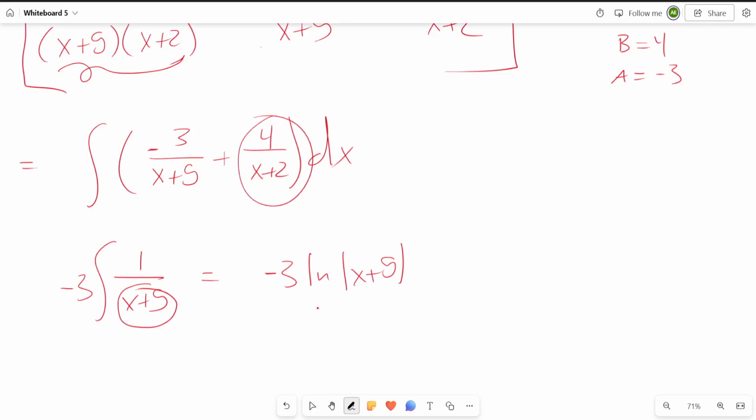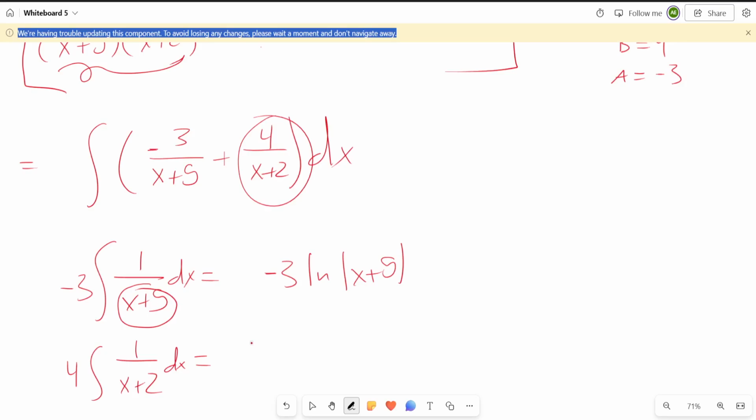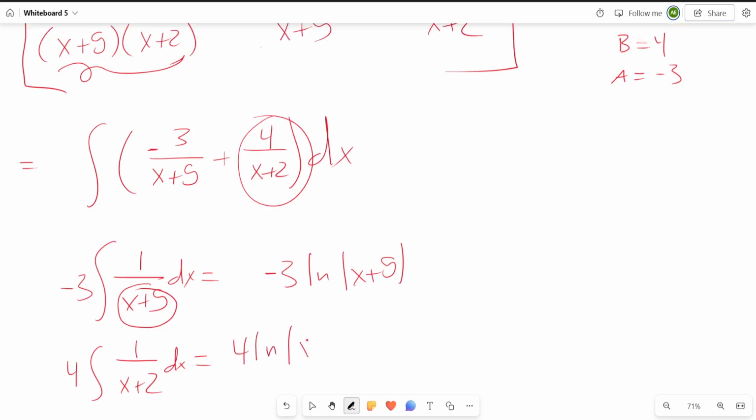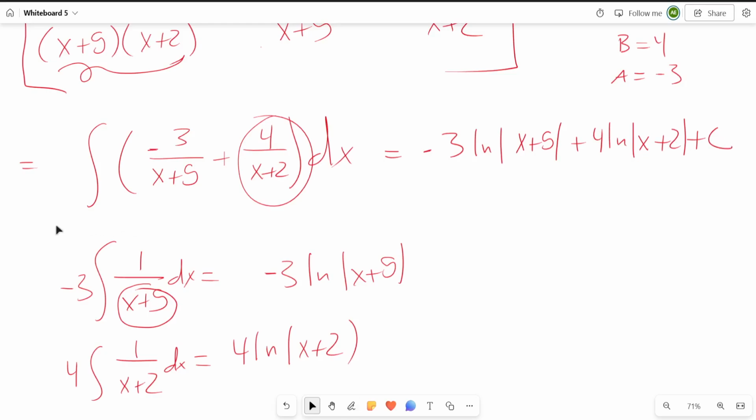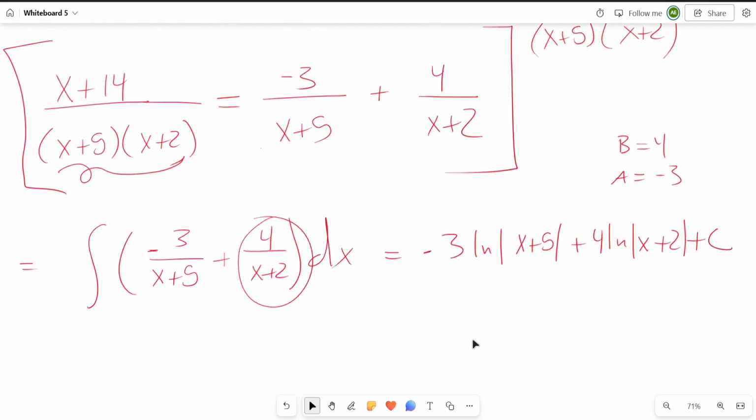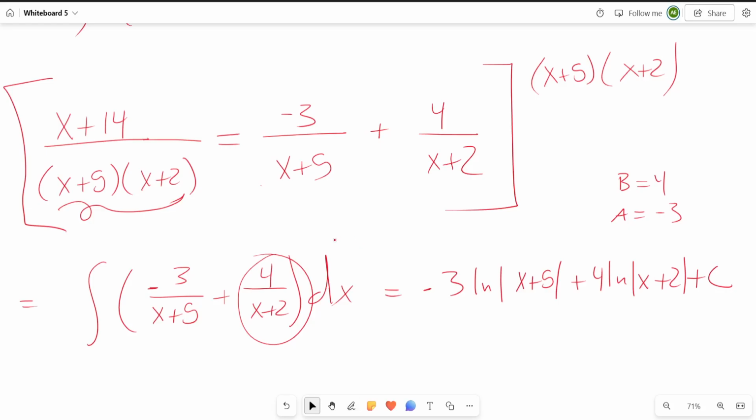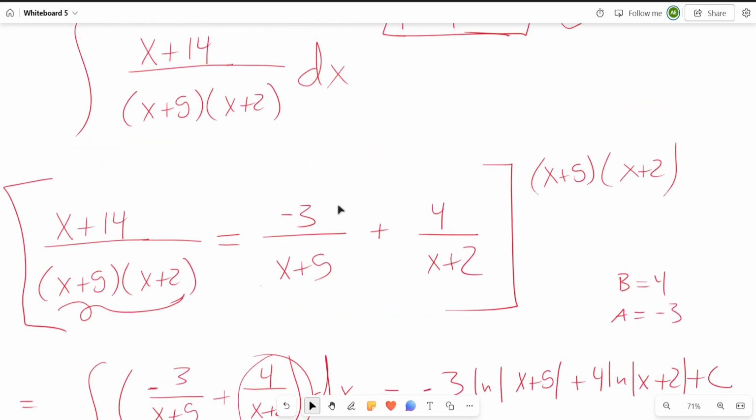And for this part, similarly, I will have 4 times the integration of 1 over x plus 2 dx. This is going to give me 4 times ln of x plus 2. So my answer for this integration is going to be minus 3 ln of x plus 5 plus 4 ln of x plus 2, and I cannot forget my constant of integration. So this is the integration of this question over here, and this is how to use partial fractions, okay, to make your life easier.